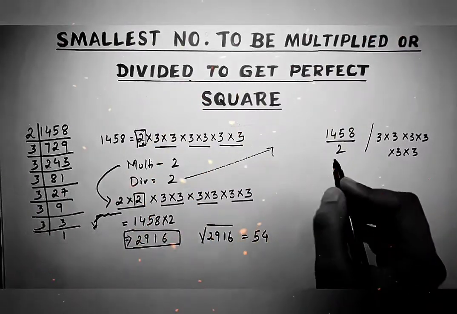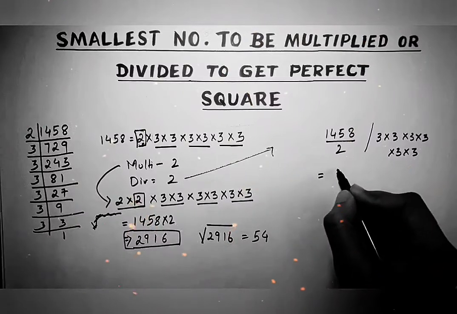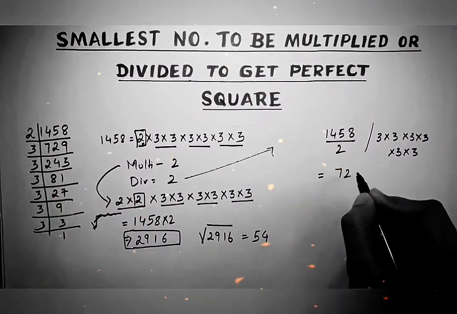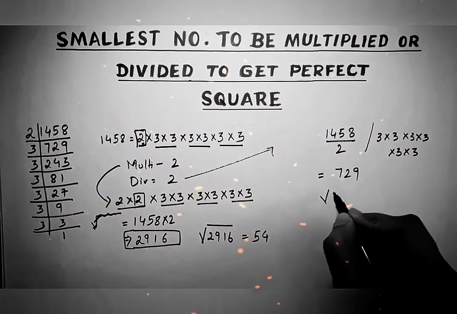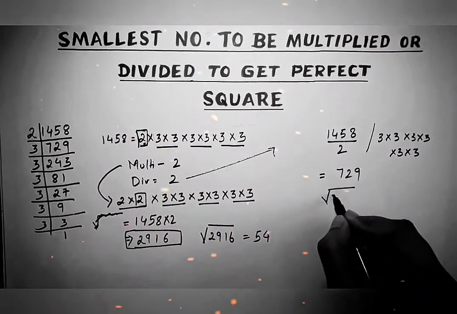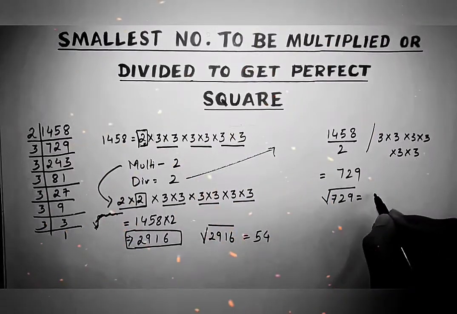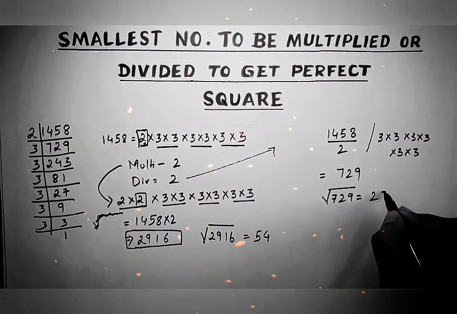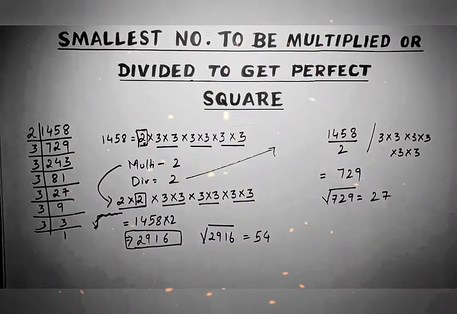6 times, right? So if we make pairs and divide 1458 by 2, we get 729, right? And then if we make pairs of it, we already get 27. So the square root of 729 is 27. Clear? So in this way we will find our smallest number.